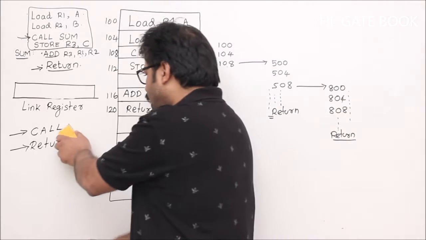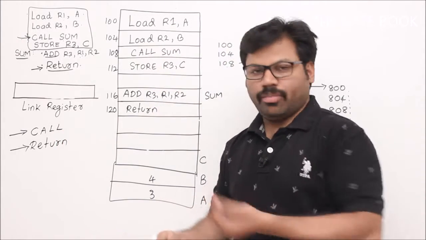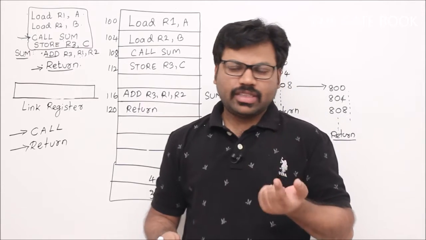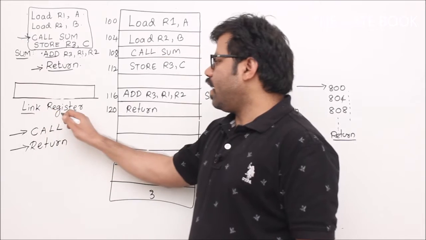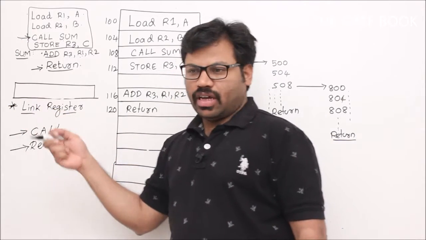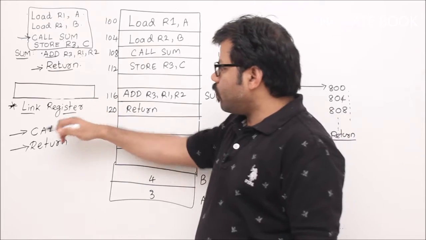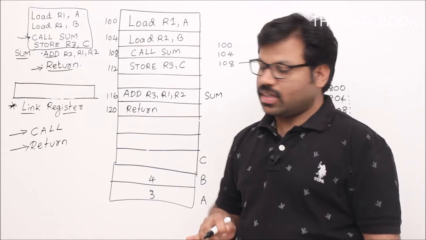How this call and return can be implemented, there are so many ways. I am talking about a particular implementation. It depends on the machine architecture and it varies. But one idea is maintaining one link register, which is a dedicated register that is going to remember the next instruction to be executed. We'll see the usage of this link register.